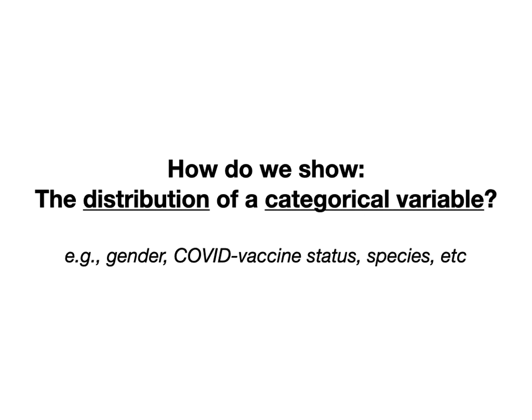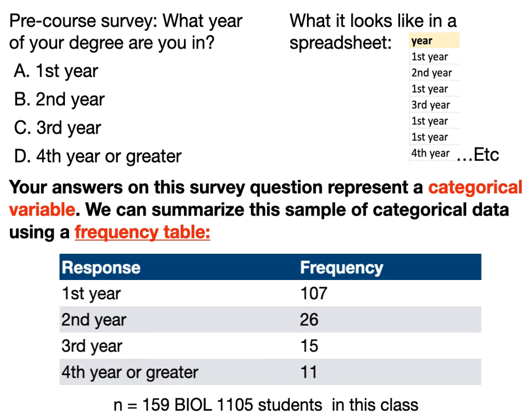Okay, so we've covered a bunch of the ways to show a distribution of a numerical variable. What about the distribution of a categorical variable, like COVID vaccine status, or species, or eye color, or something like that? Okay, so here's an example.